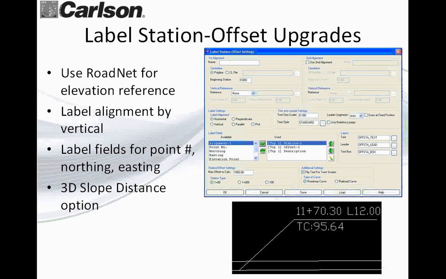Some new label alignment options, like for vertical, and we added some more fields available for labeling for the point number, northing and easting, and we added the option to label the stationing as a 3D slope distance.